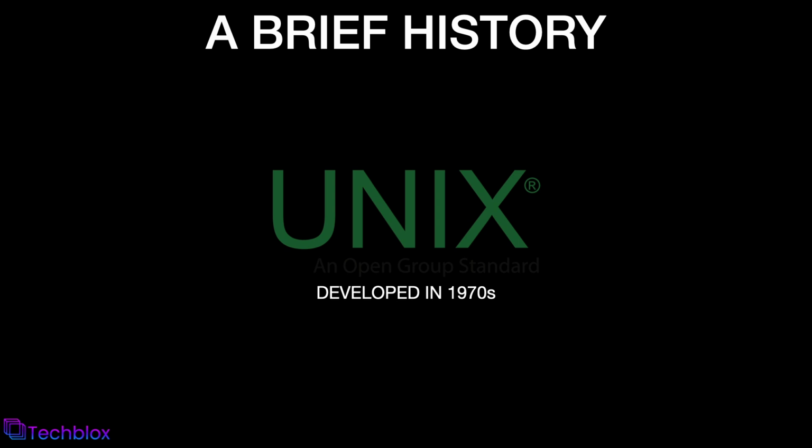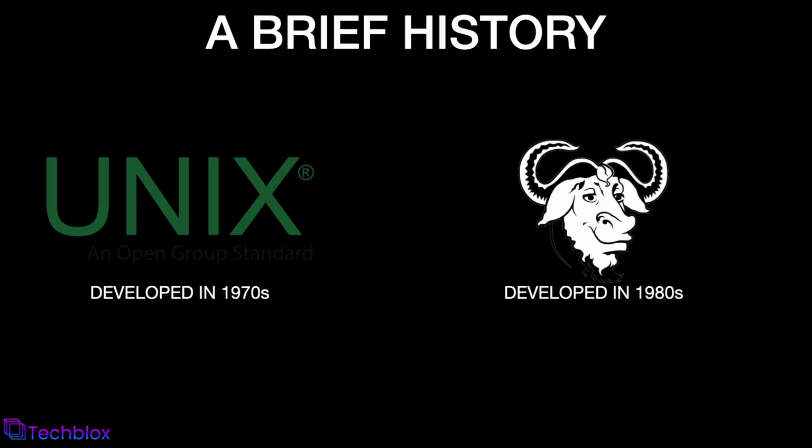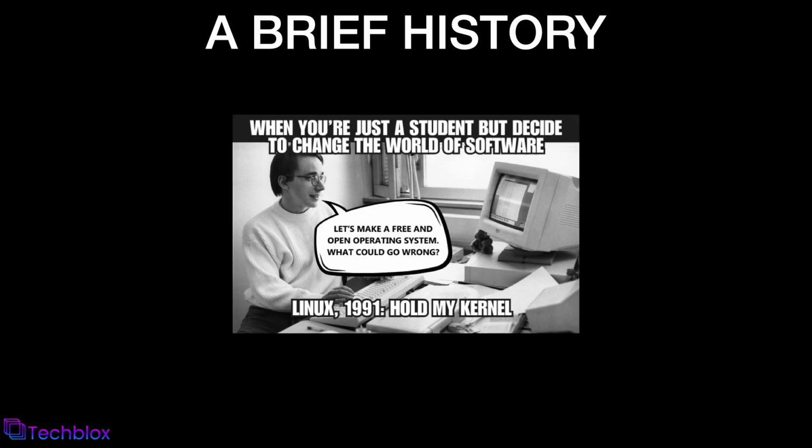Let's rewind the clock a bit. In the 1970s, Unix was developed, a powerful multi-user operating system. It inspired many others, including the GNU project in the 1980s, which aimed to build a free Unix-like operating system. GNU provided tools like compilers, shells, and utilities, well, basically everything except the kernel. In 1991, a Finnish student named Linus Torvalds released the Linux kernel as a hobby project. He posted about it on an internet forum, offering it freely to anyone interested. That kernel, combined with GNU tools, became what we now call Linux.